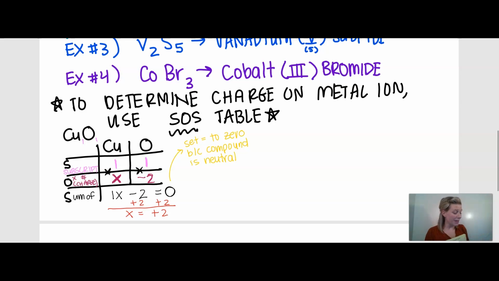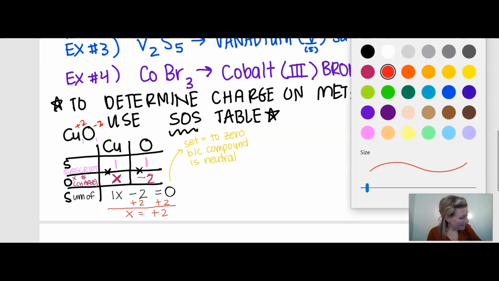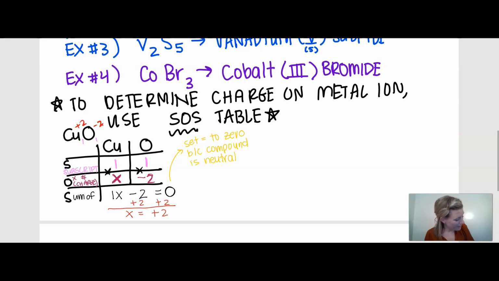Now I want to name it. Okay, so now we know that this Cu up here forms a +2. Oxygen was a -2. Okay, let's go ahead and name it. So our name now becomes, I'm going to make this a little bit bigger again, copper(II) oxide. Okay, that's how we would name this substance.